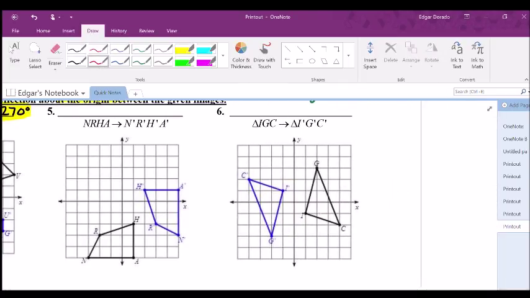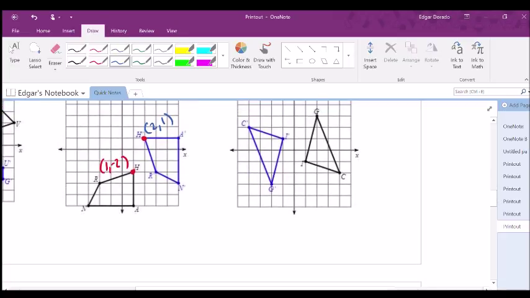So let's go ahead and do this one. Let's use the H's. So H and H prime. The original H is (1, -2), and my H prime is (2, 1). Okay, so let's look at the rule. Let's see if we can figure out this rule here. My rule is going to look something like this. But originally, I had (1, -2), and now it has turned into (2, 1).